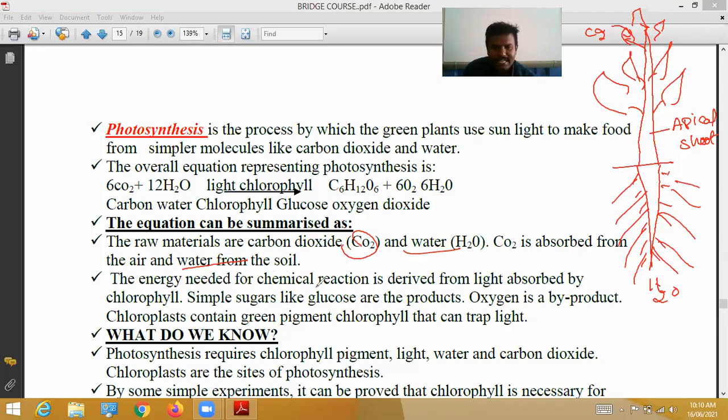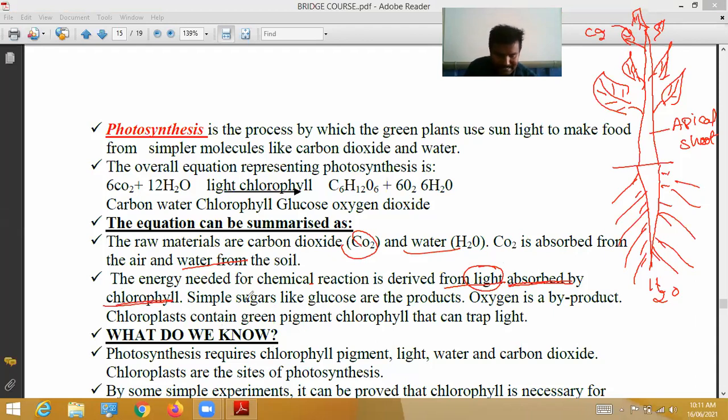The energy needed for chemical reactions: some amount of energy is needed for the reactions that take place in the leaves. That energy is obtained from atmospheric sunlight. The photosynthesis reactions are chemical reactions only, so for those chemical reactions, energy is derived from light, which is absorbed by the chlorophyll.